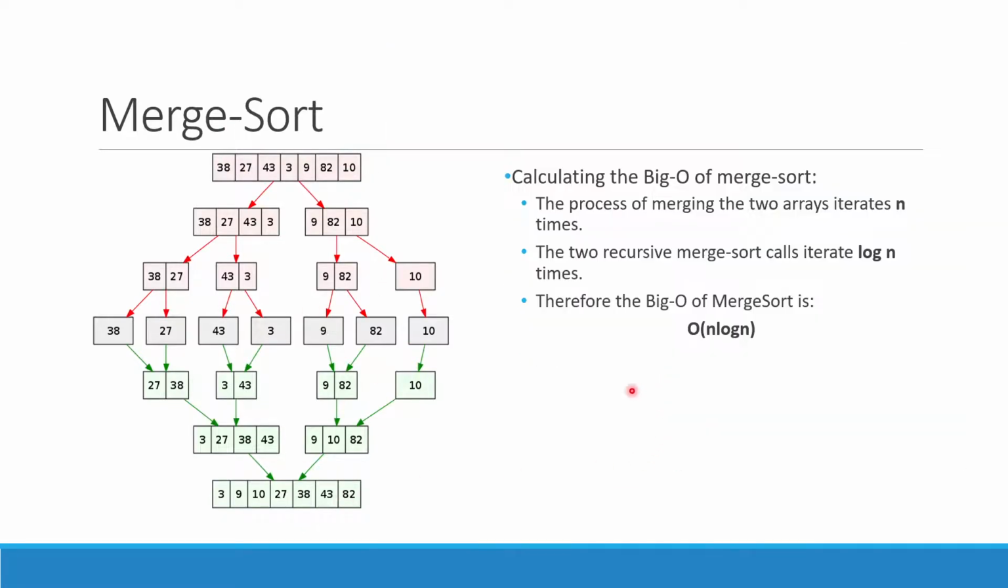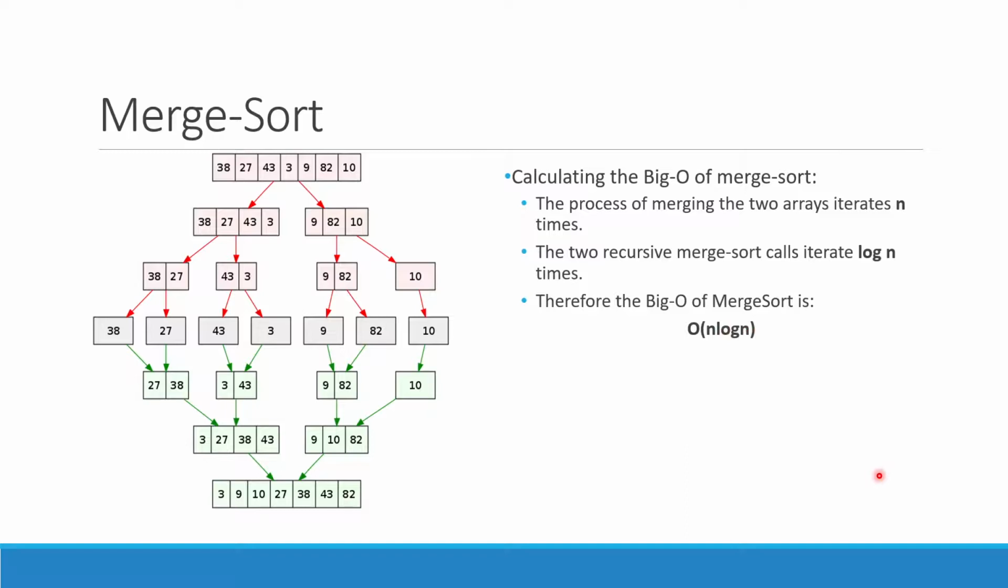So, because of that, the two recursive merge sort calls iterate 2 log n times. You might think that makes it more inefficient, but it doesn't, because here's the thing. We don't care about constants. So instead of being 2 log n, it's just log n. So because this n is occurring log n number of times, the big O of merge sort is going to be these two values multiplied by each other. So it's going to be O of n log n. Okay?